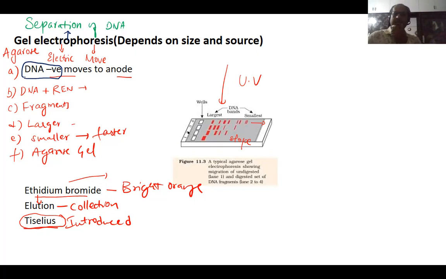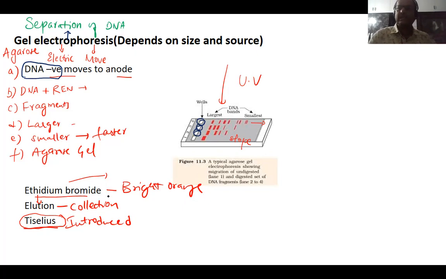Now in this diagram, you are seeing the slope, and in the slope you can see the wells. These wells already have the DNA, the desired gene of interest that we extracted. To that we add restriction endonucleases, which cut it into pieces. The fragments will be of two different kinds, one larger and one smaller. So the DNA wells are treated with REN, and it gives fragments, the larger ones and the smaller ones.